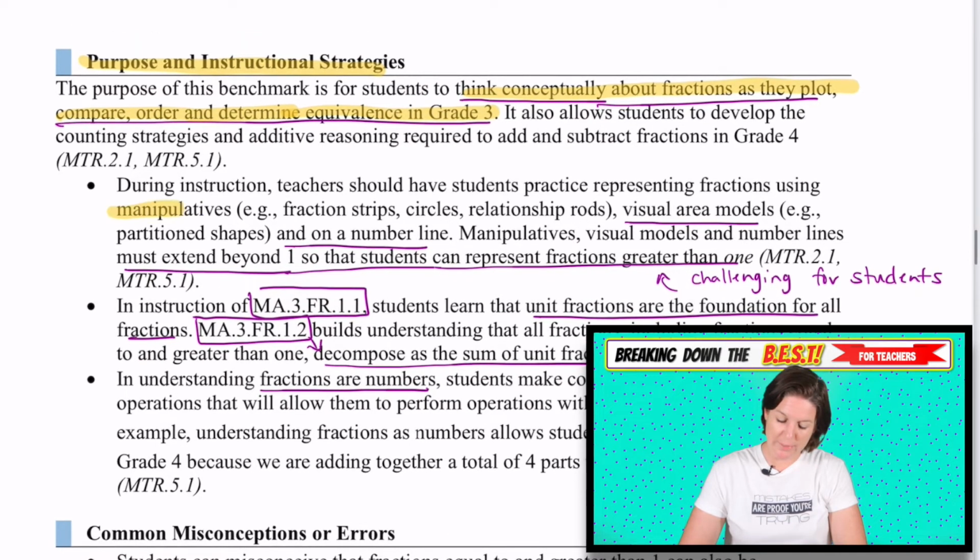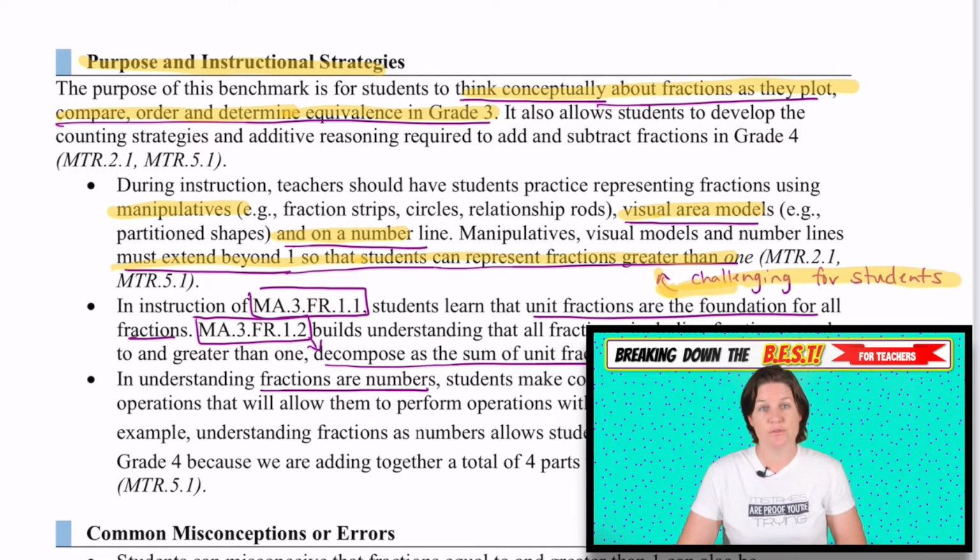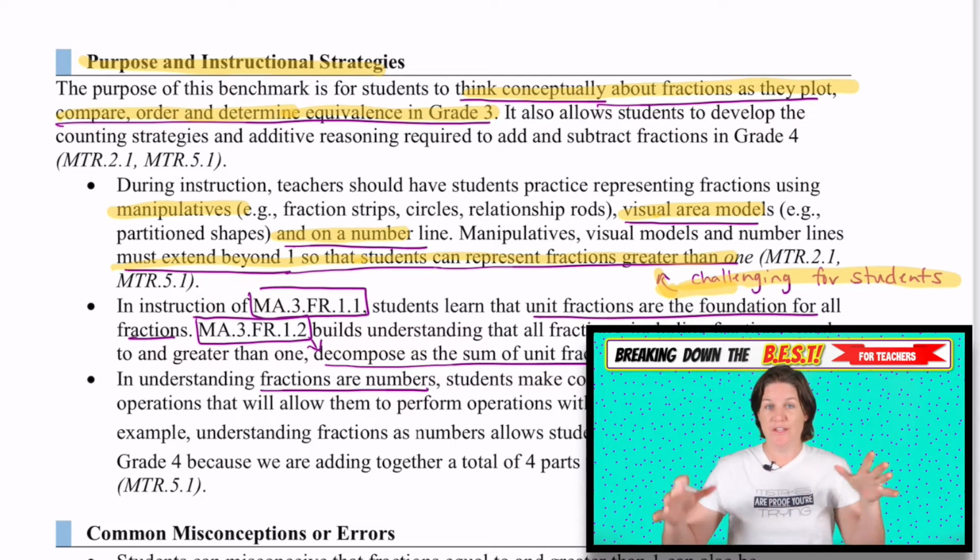Make sure that you are incorporating manipulatives if you have them, and we will focus a lot on visual area models, number lines, etc. inside of the Taking on the Best videos and extra practice. We need to make sure that our number lines extend beyond 1 because students are going to represent fractions that are greater than 1. I made a little note here that at first this can be challenging for students, so spend some time going over it. They tend to get it between 0 and 1, but as soon as we cross over into a fraction that's greater than 1, it can be a little bit confusing, and it takes a little bit of time for them to get acclimated to that.